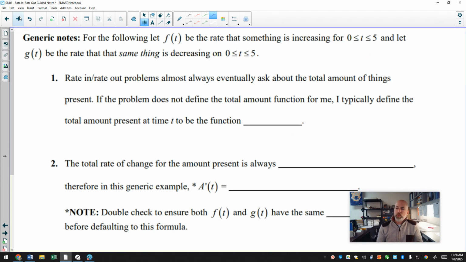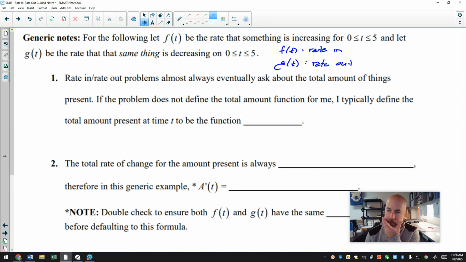So let's talk about how we will process these problems when you see those types of prompts. Just a little generic situation, I'm going to give you two functions. We have f of t is the rate that something is increasing. I'm going to make a little note to myself that f of t is the rate in. And g of t is the rate that that exact same thing is decreasing. So g of t is the rate out. I usually will make those notes to myself as I'm reading the problem for the first time, just a little bit of annotation.